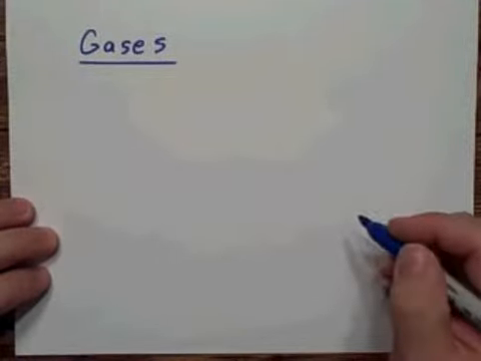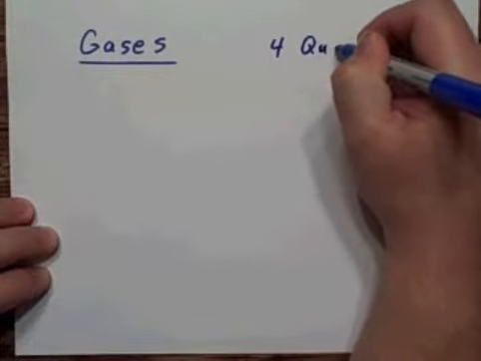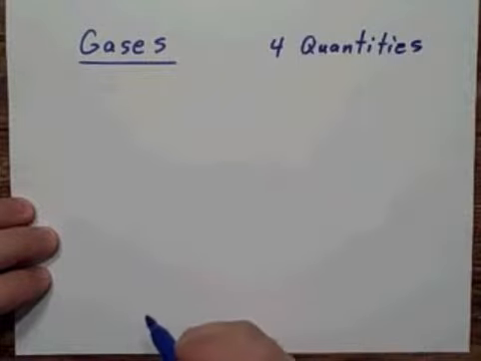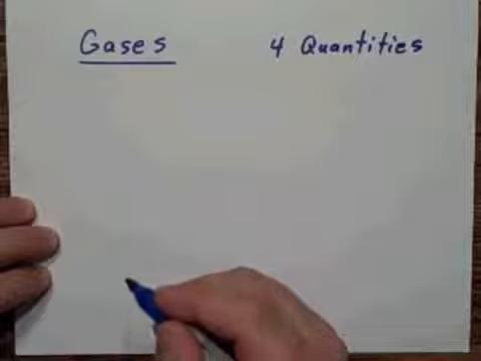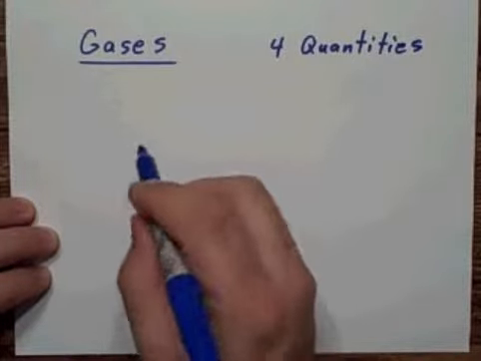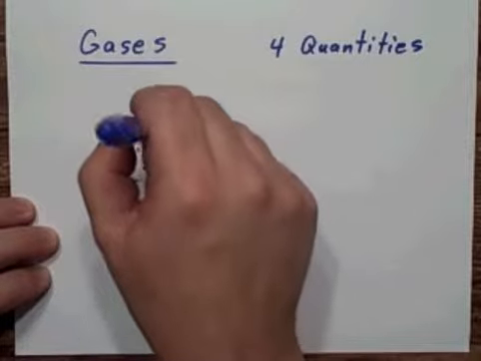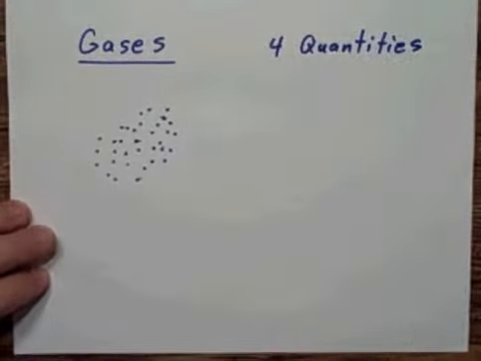In order to describe a gas, you need to know 4 quantities about the gas. For starters, remember that a gas is just a type of matter, and all matter, as we understand it, is made of little tiny particles. So think about the little particles that make up a gas.